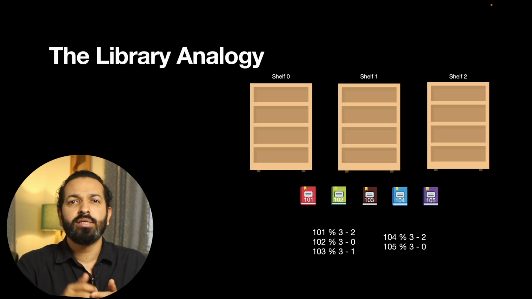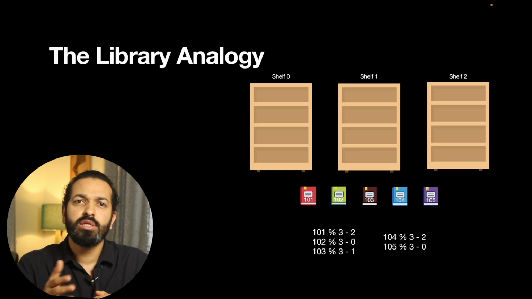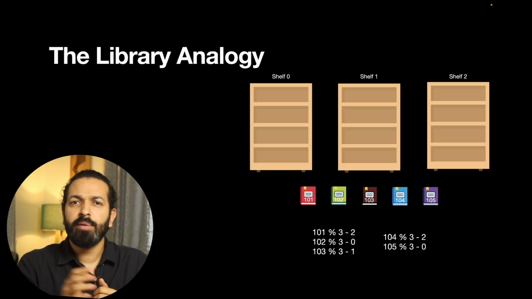For example, say ID is 101. So 101 mod 3, that is 2. So that book will go in shelf 2. 102 mod 3, shelf 0. 103 mod 3, shelf 1. And so on and so forth. That is how you decide.